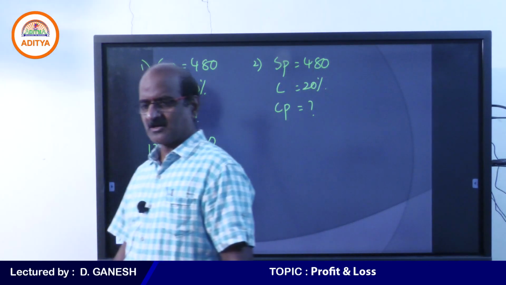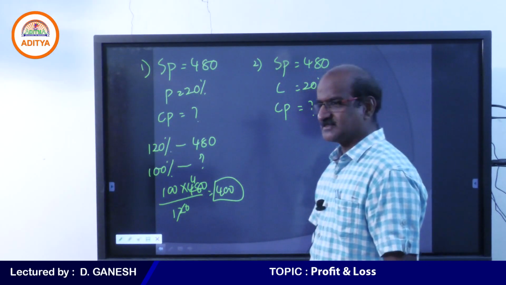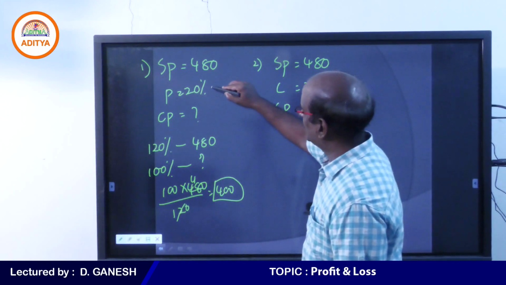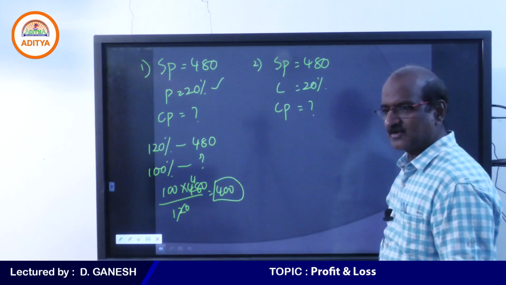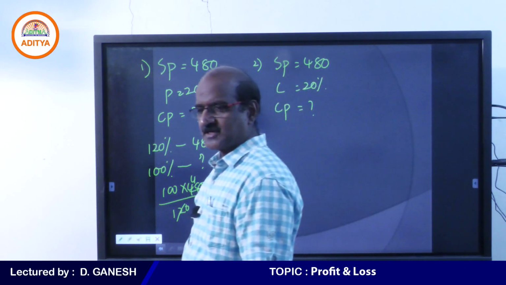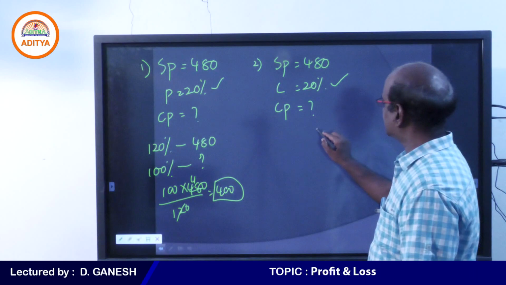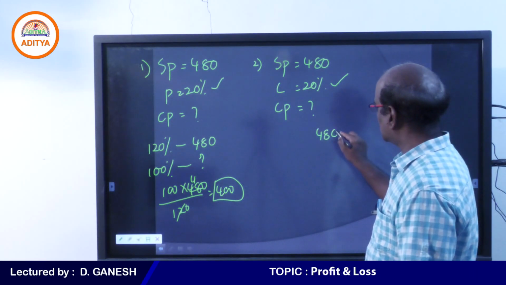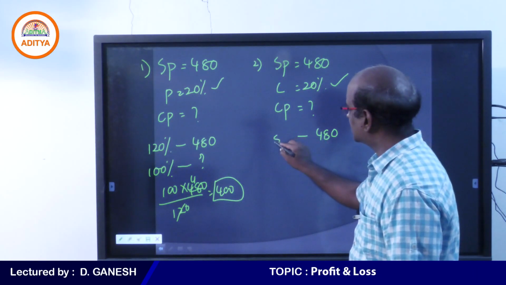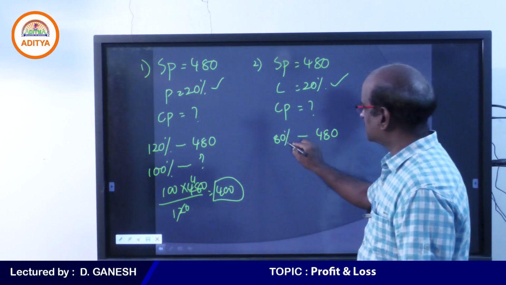Same question is not repeated, my dear students. You thought it is the same question, but it is not the same question. In question number 1, I gave you a profit of 20%. In question number 2, I gave you 20% loss, which means that by selling an article for 480, you get 80% of your investment back.